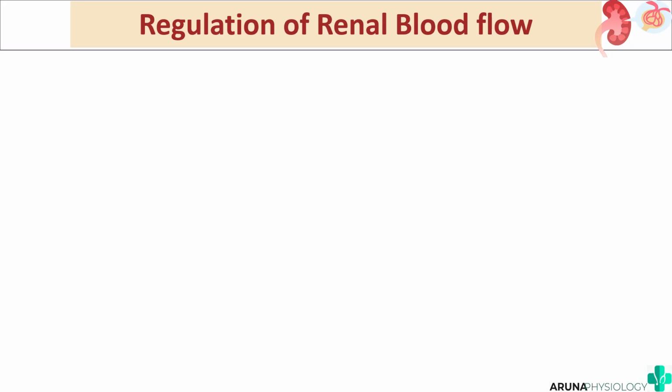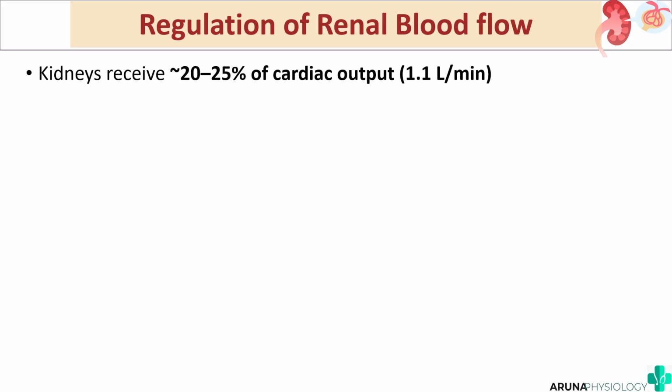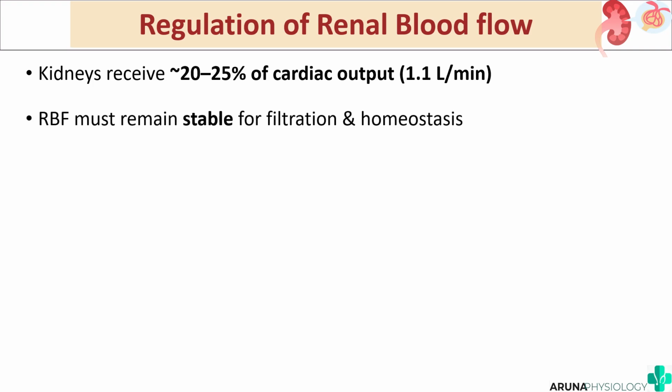So now we'll move on to the topic proper, regulation of renal blood flow. In fact, the kidney receives around 20 to 25% of the cardiac output, and it must remain stable for filtration and homeostasis. So that is why we've got three mechanisms which ensure that the renal blood flow stays the same.